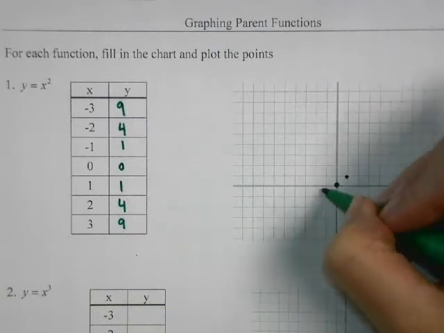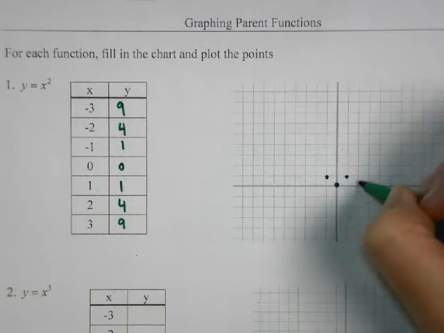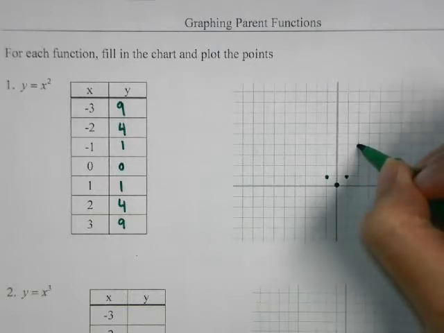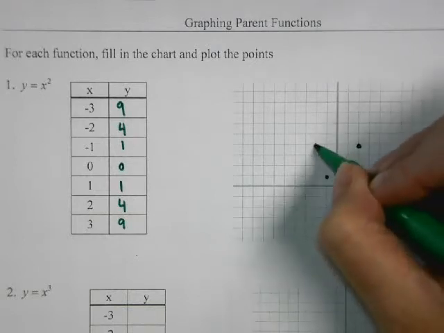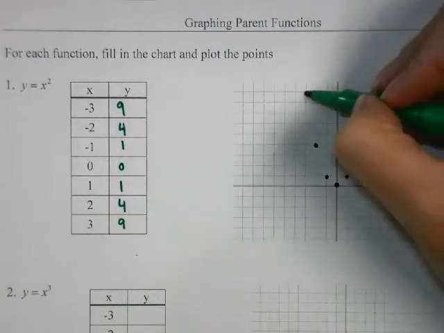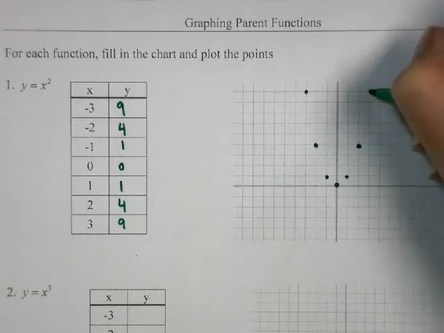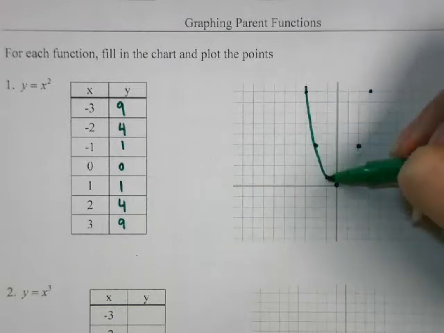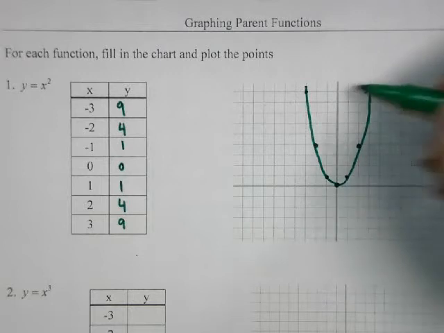It goes over 1 and up 1. And then it goes over 2 and up 4. Over 2 and up 4. So typically I just require these 5 points. I will go ahead and do the 9s as well to make a nice pretty graph.